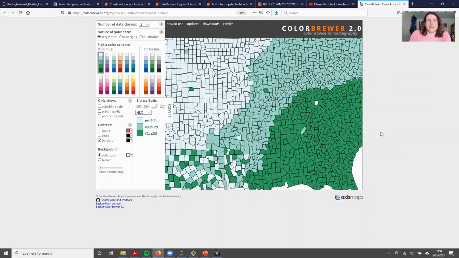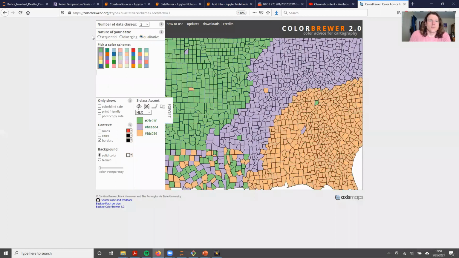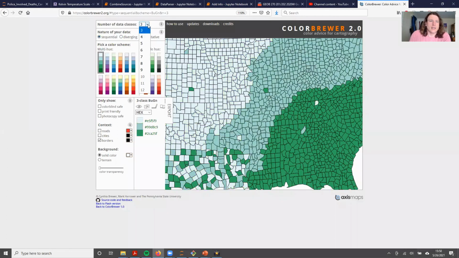This site allows you to pick out different color maps. You can say I want sequential or diverging or qualitative. You can set the number of classes that you're working with, and then you can pick different options. You want to make sure it's colorblind safe. So this is a good place to reference.